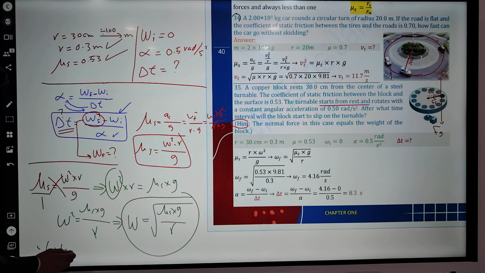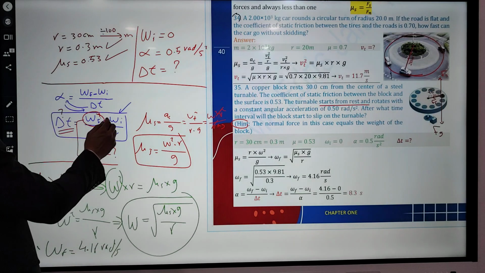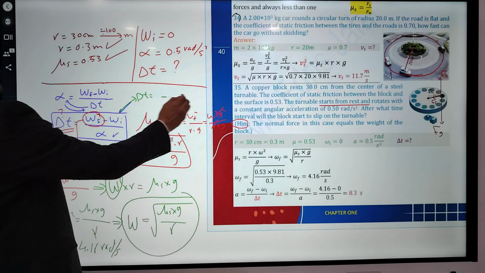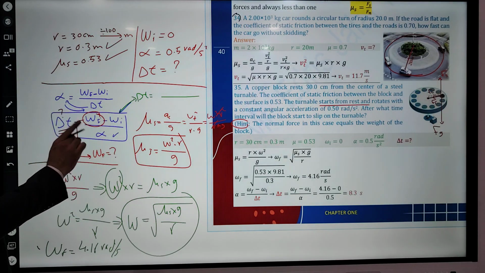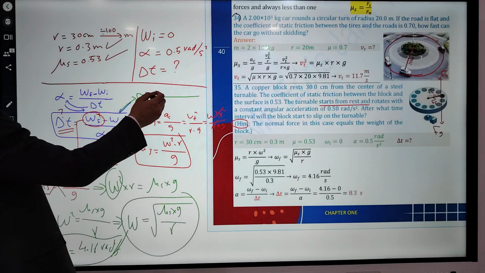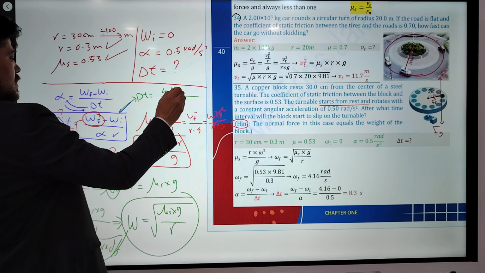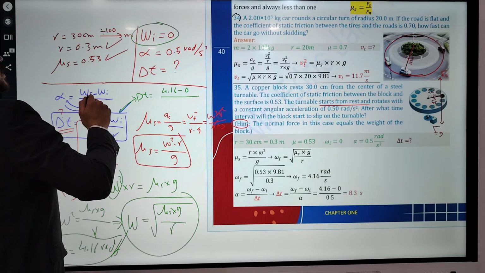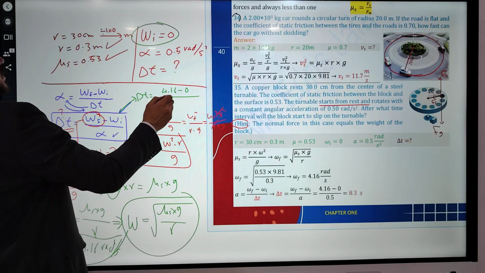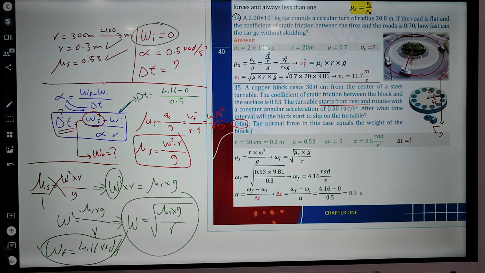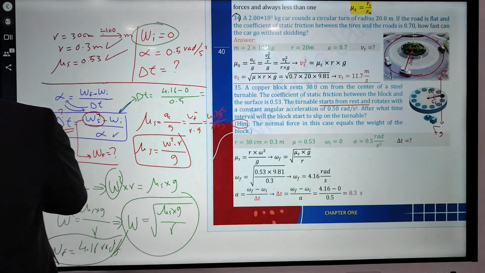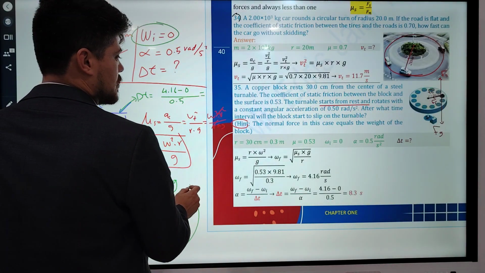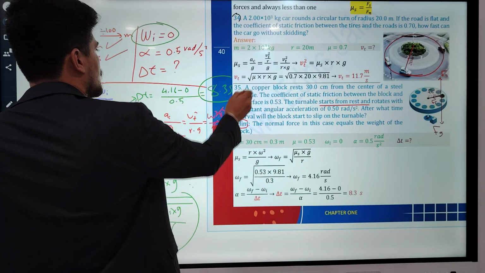Omega final is equal to what? 4.16 rad per second. Replace into this equation. Delta T is equal to what? Do we have omega final? We didn't have it, but we found it, which is equal to 4.16 minus 0. Why 0? Start from rest. Okay? And alpha was given 0.5. So delta T is equal to what? 8.3 seconds.